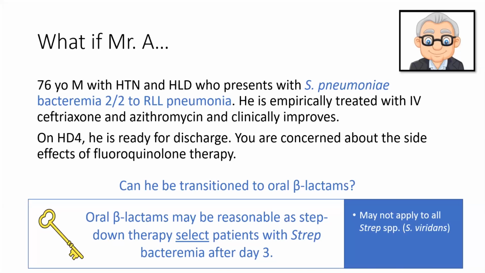A few words of caution. This may not apply to all streptococcal species, in particular strep viridans, and some of our ID colleagues have also expressed some reservations about group A strep bacteremia. And so we can feel pretty good as internists to treat strep pneumo bacteremia from a pneumonia on our own, but otherwise touch base with our ID colleagues prior to transitioning to oral beta-lactam therapy.